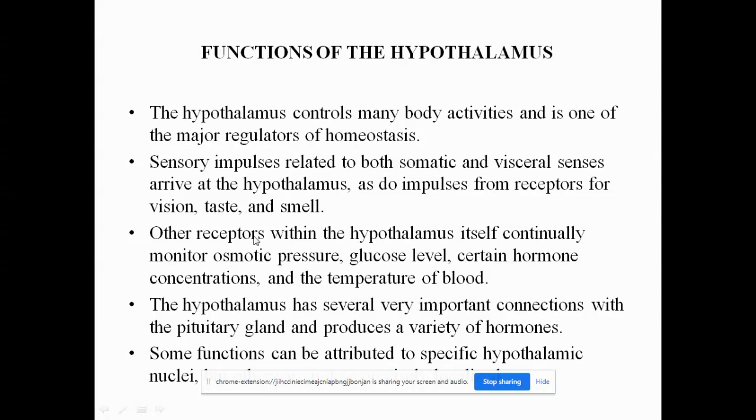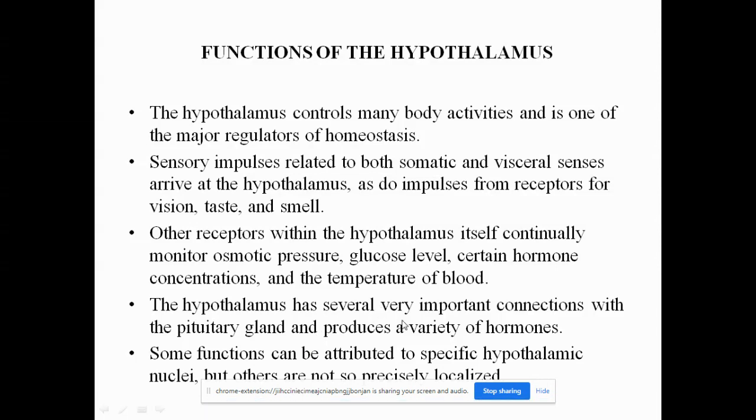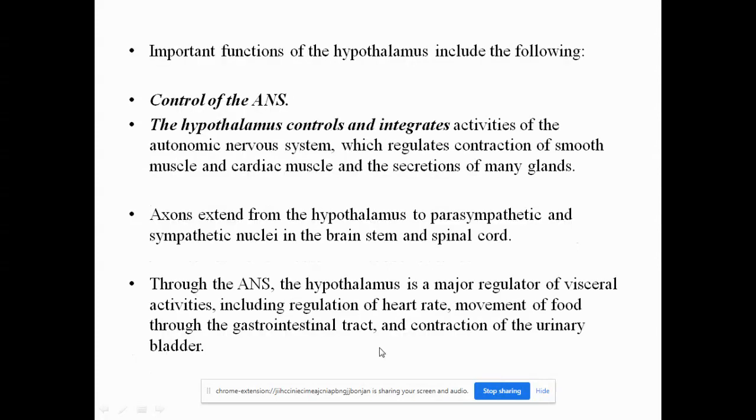Other receptors within the hypothalamus continually monitor the osmotic pressure, that is any change in ionic concentration, glucose level, certain hormone concentrations for feedback mechanisms, and the temperature of the blood. The hypothalamus has several very important connections with the pituitary. So it connects with the anterior and the posterior pituitary, and it will stimulate the pituitary to produce a variety of hormones. Some functions can be attributed to specific hypothalamic nuclei, but others are not precisely localized.